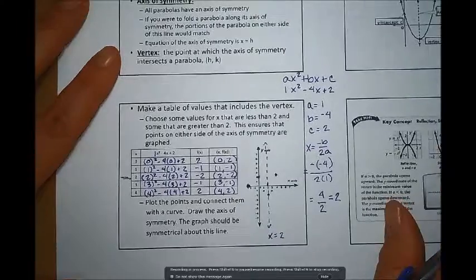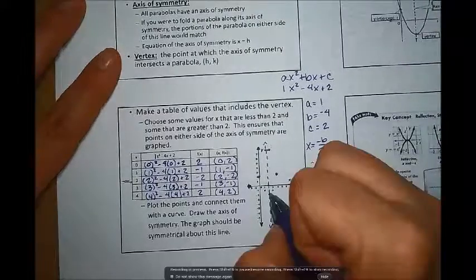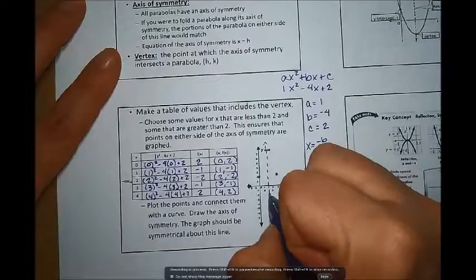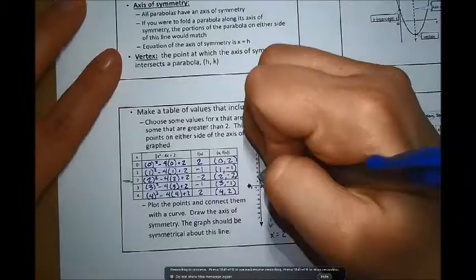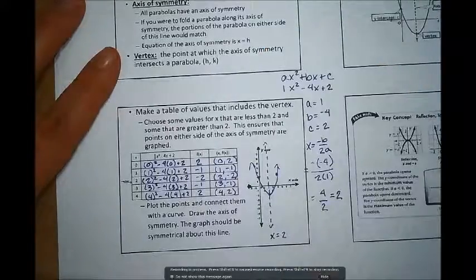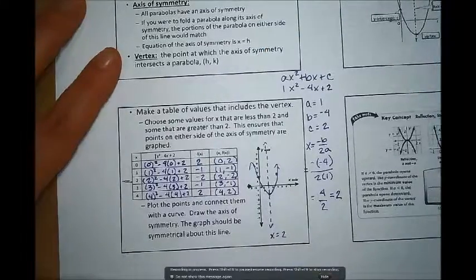Put that a little straighter. Which you are lucky enough to be doing this on the computer, so you don't have to worry that your curve looks horrible, like mine have always looked. Okay? Now, moving on.